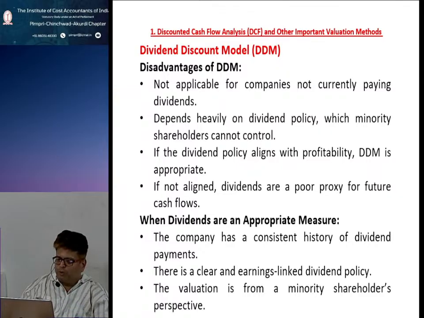If the dividend policy aligns with profitability, then DDM is appropriate. If not aligned, then dividends are a poor proxy for future cash flows. So these are the limitations or disadvantages of DDM. Dividends are an appropriate measure when the company has a consistent history of dividend payments, there is a clear and earnings-linked dividend policy, and the valuation is from a minority shareholder's perspective. In such a scenario, dividends are an appropriate measure.